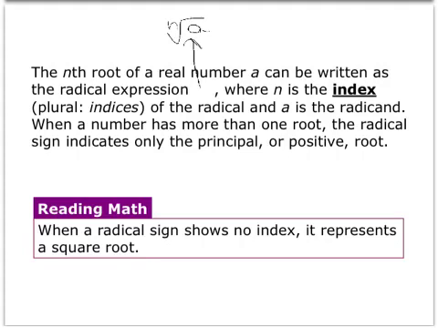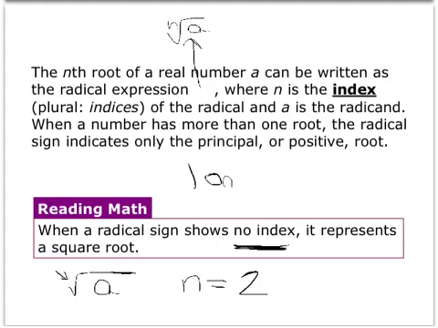So when a radical sign shows no index, it represents a square root. So when you see something like this, n is equal to 2. It's a square root. When it shows no index, there is nothing right there, it means that there's a 2 there. Just like when you would see a log with nothing, like log of n, that means it's really base 10. If there's nothing written there, it's really base 10, same deal.